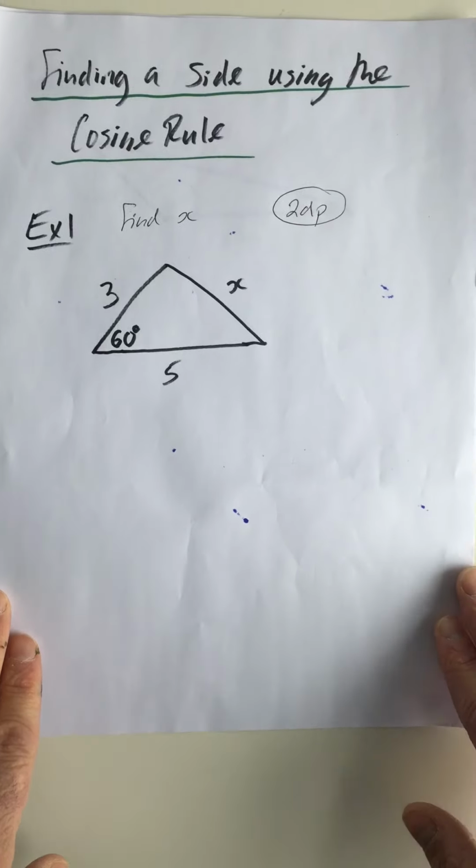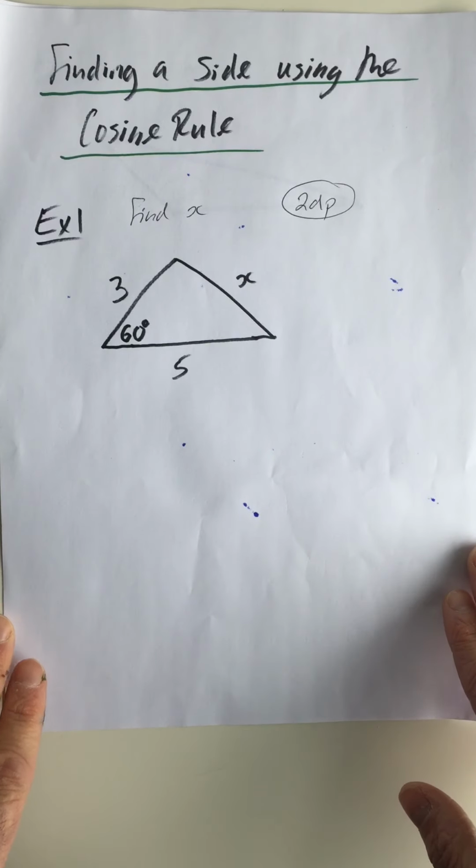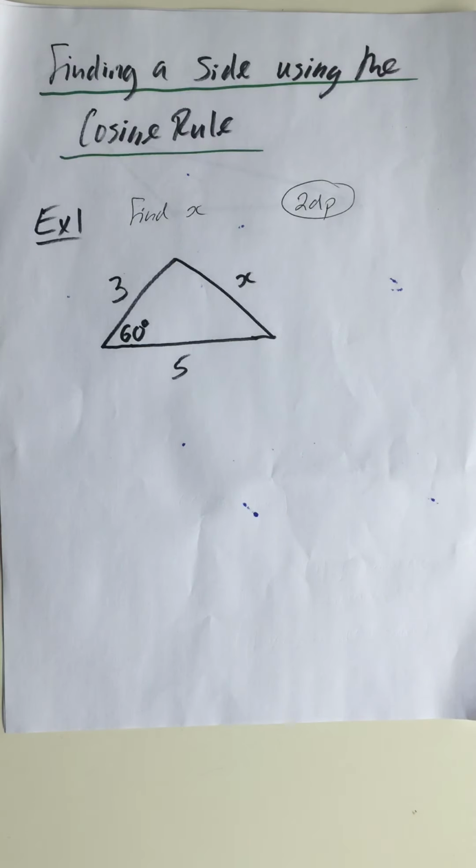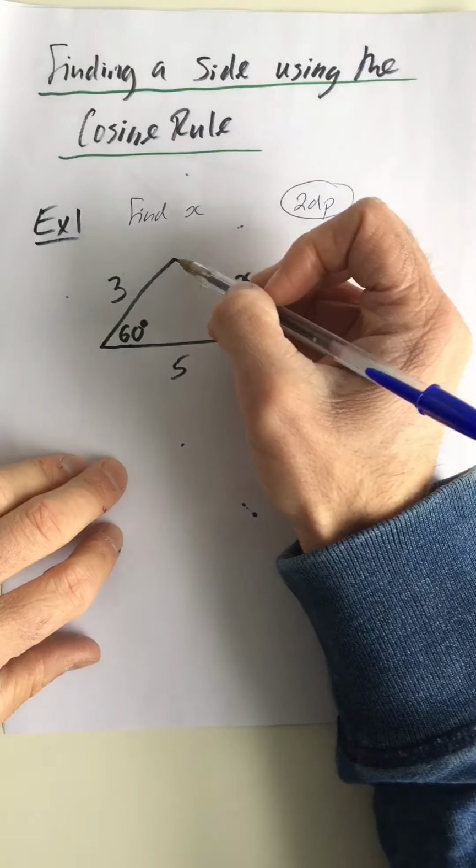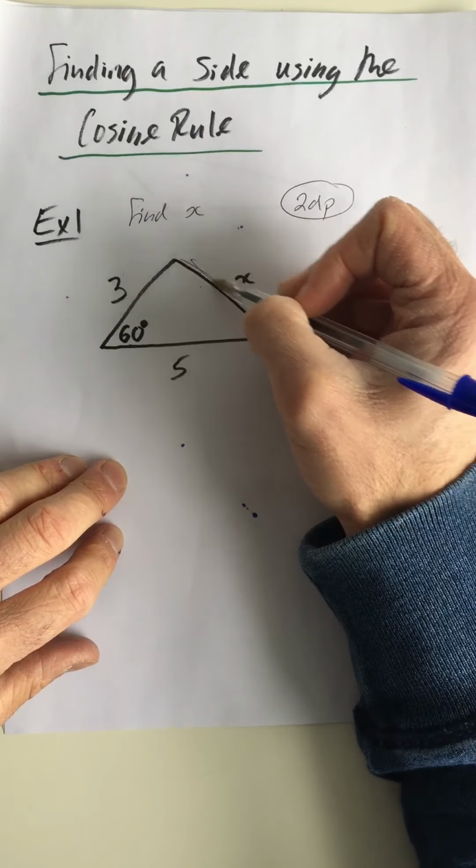I'm going to stick with just finding sides for these examples here. Find a side using the cosine rule. Example 1, find x correct to 2 decimal places. So you'll notice that x is this side here.